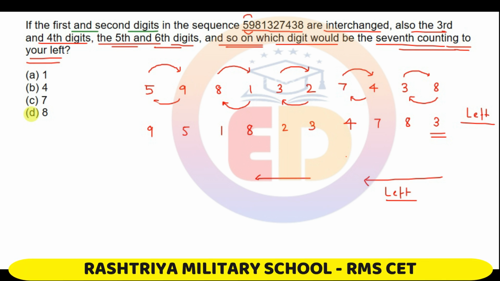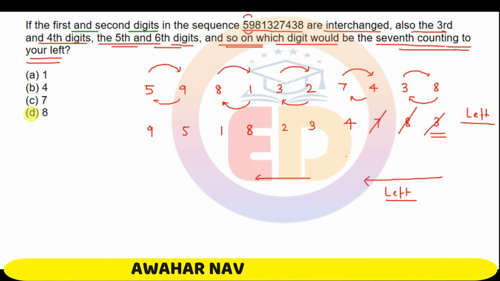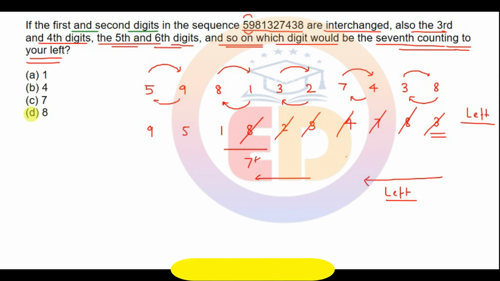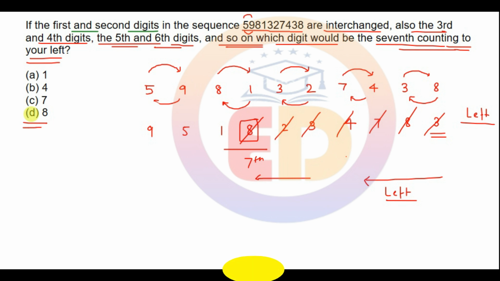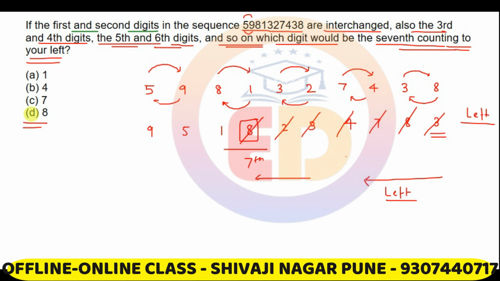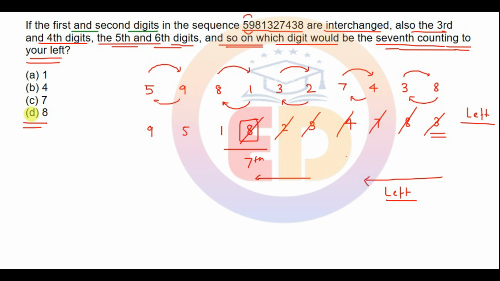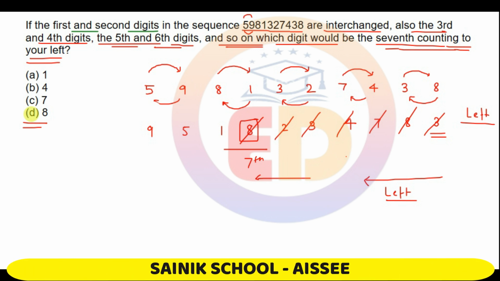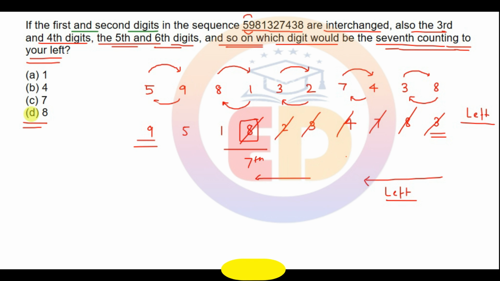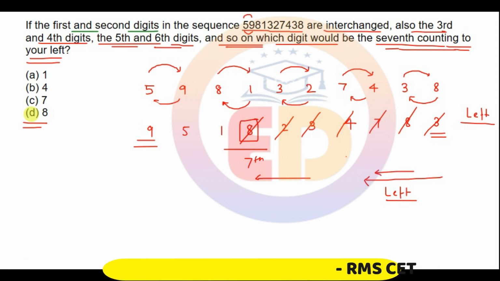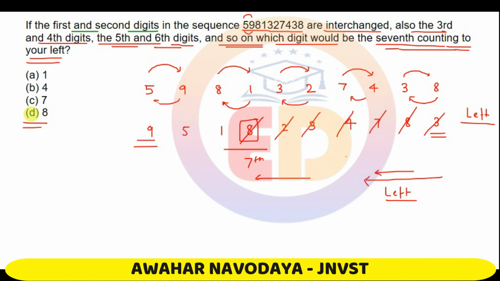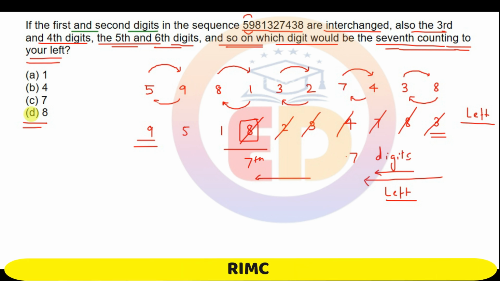So when I start counting from 3: 1st, 2nd, 3rd, 4th, 5th, 6th and 7th, my 7th digit will be 8. So our answer will be option number D. Don't get confused by the language. Counting to your left, if it says counting to your left, do not start from 9, start from 3, because from 3 we will go towards the left. So we will have to start counting from 3 and we have to count 7 digits, which will give us 8 as the answer.